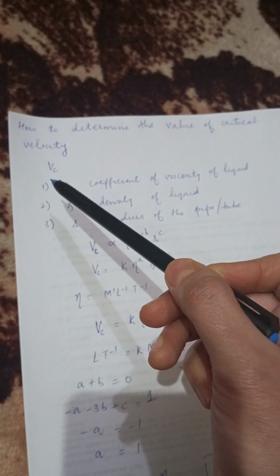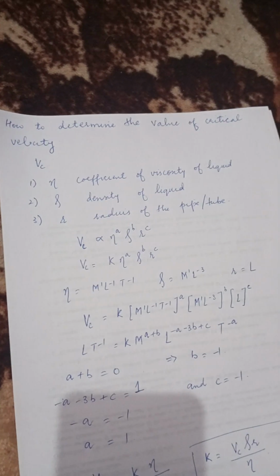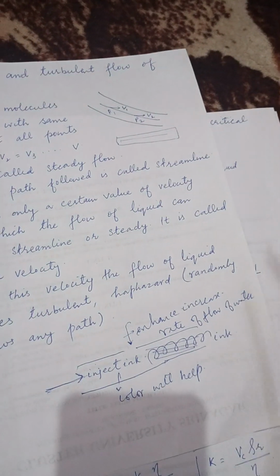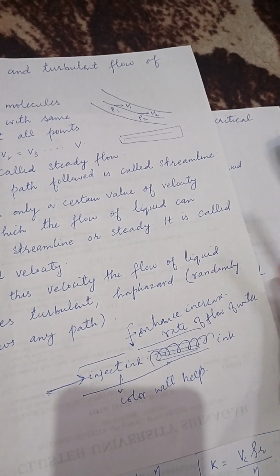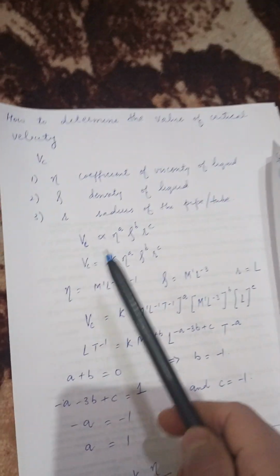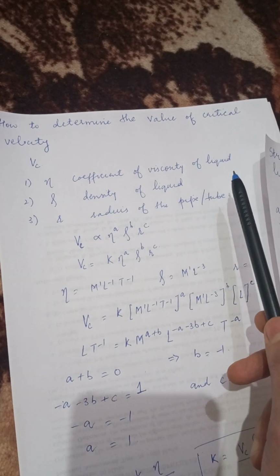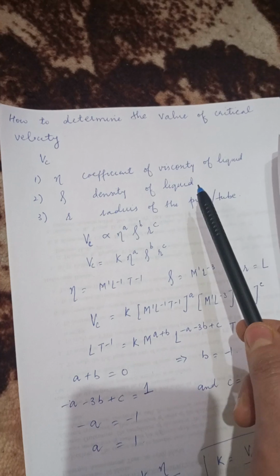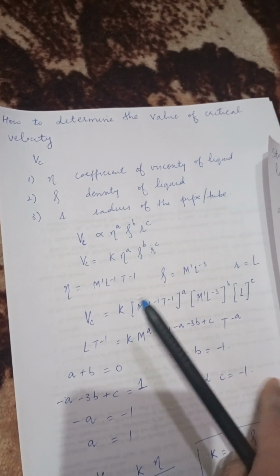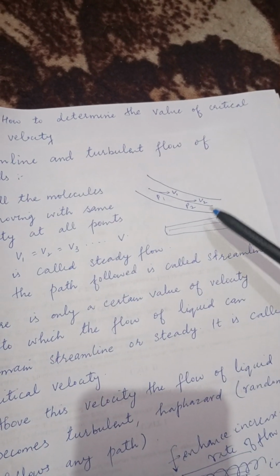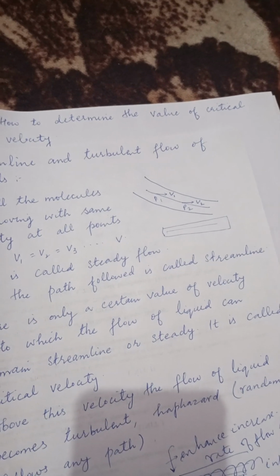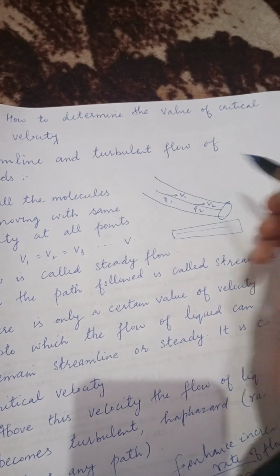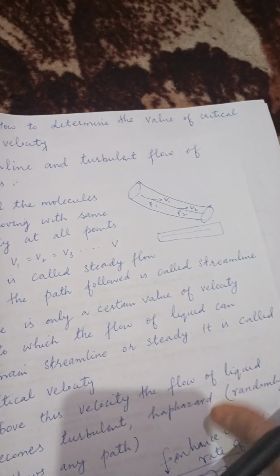We are denoting the critical velocity with Vc, and obviously any student, any person can say that it should depend on three things. One is the coefficient of viscosity of the liquid, obviously, that all of you are aware about. Then the density of the liquid, it will depend on that also. It will also depend on the radius of the tube or the pipe through which the liquid is flowing, right?